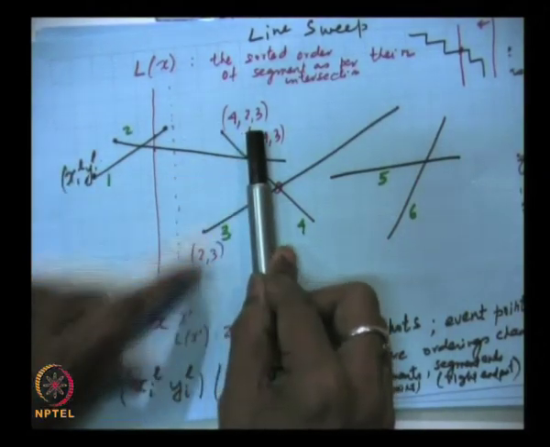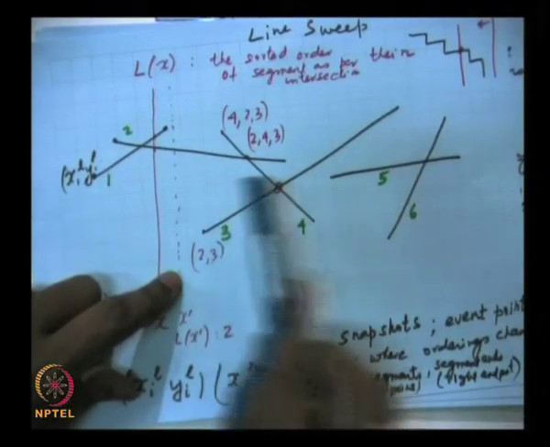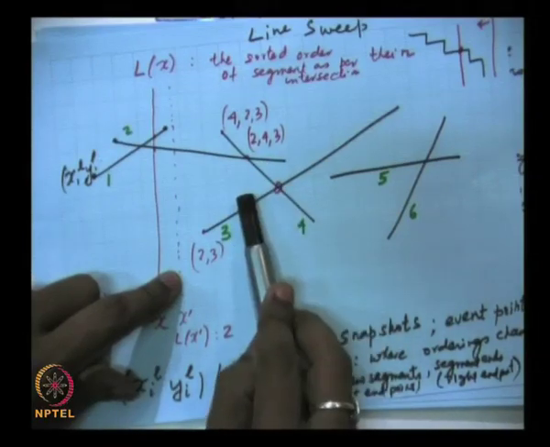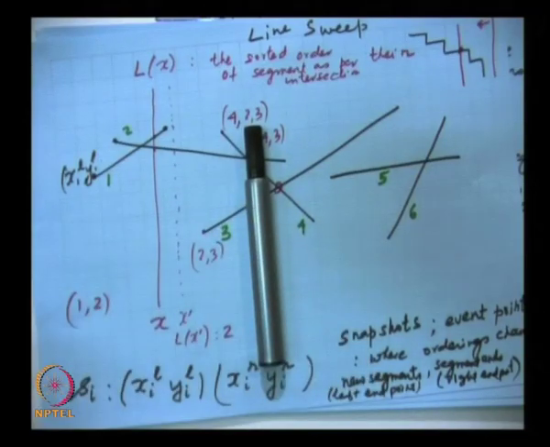The moment there is this intersection, these 2 line segments have been swapped, and therefore, I must check for adjacency between this and this line segment, that is 4 and 3. So, whenever there are these event points, there are some new adjacencies created, but you see how many adjacencies are created at any event point. Yeah, some constant number. So, that will be the saving thing.